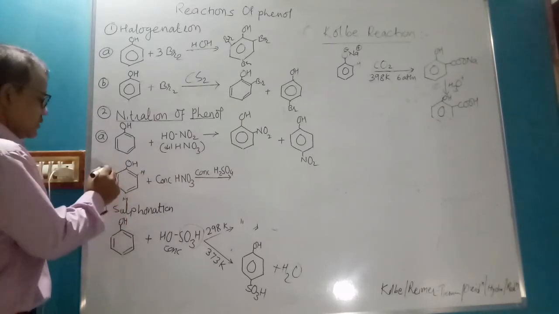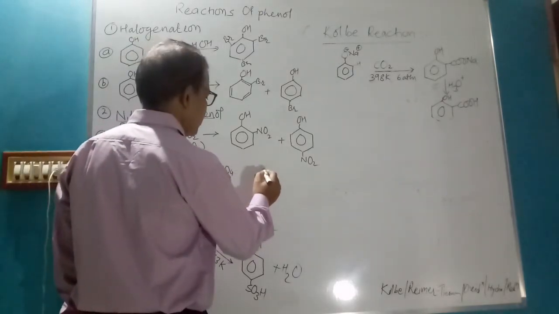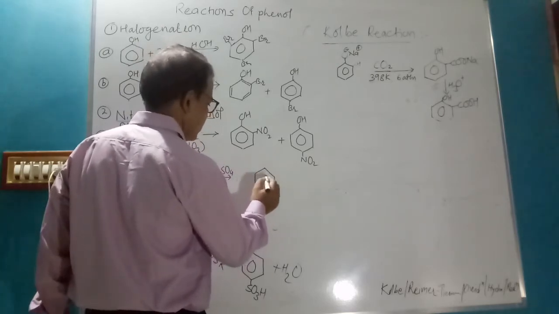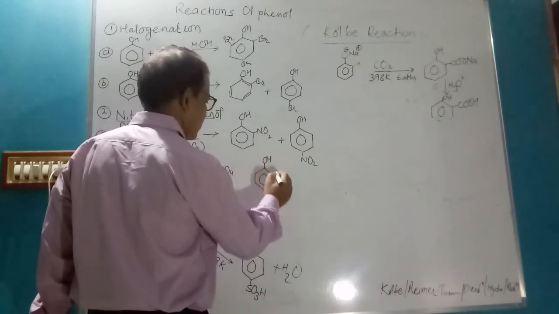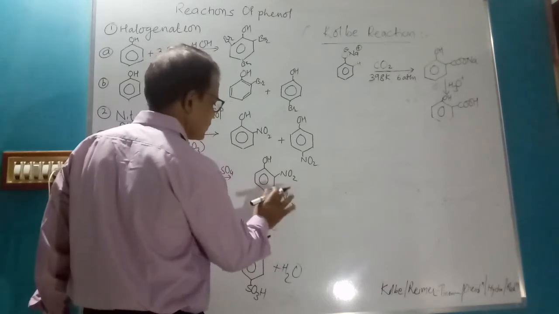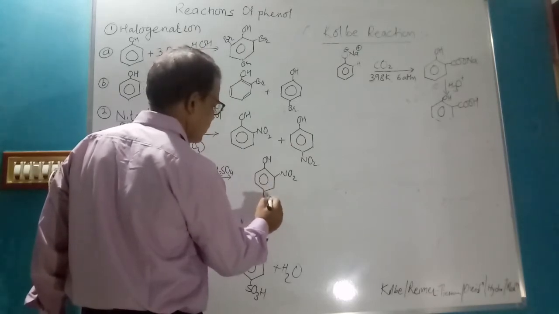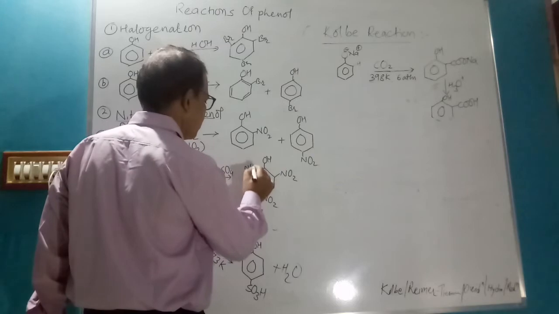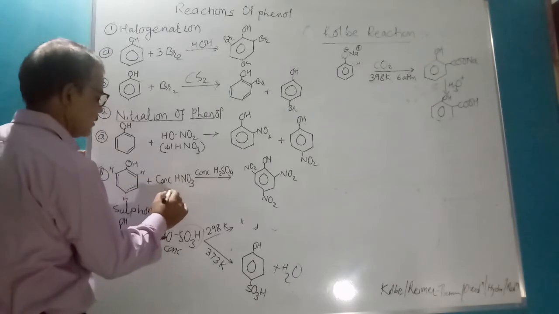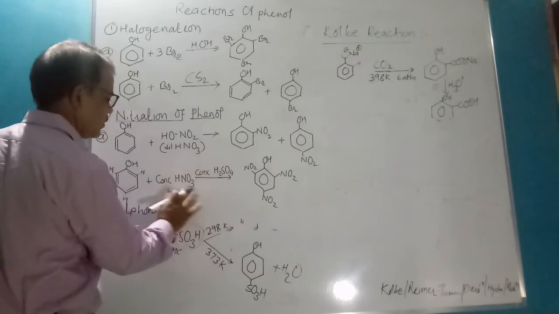These hydrogens are replaced by NO2 group, so it will give picric acid. NO2 and here NO2 plus. This can be written as like this, HONO2, HNO3.